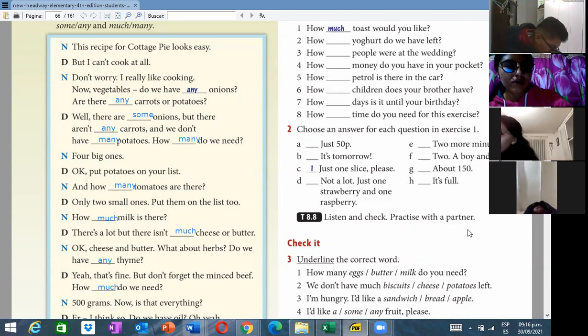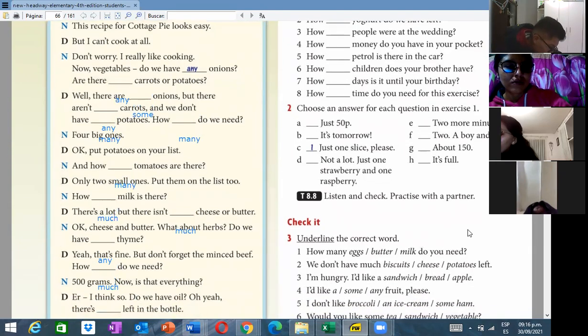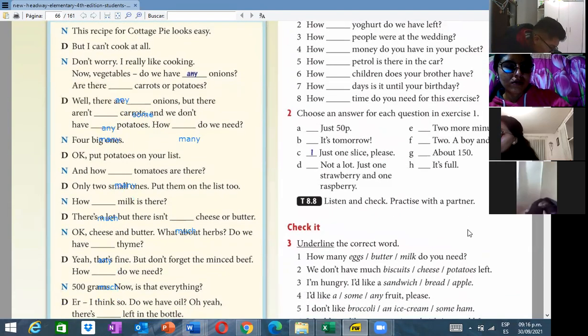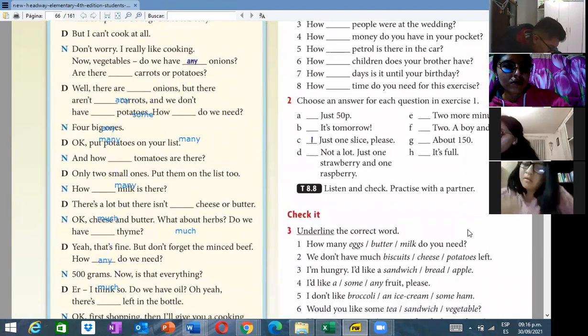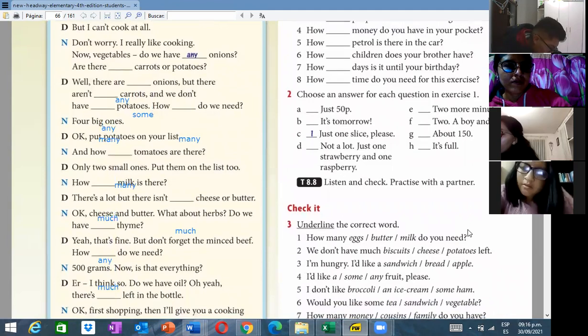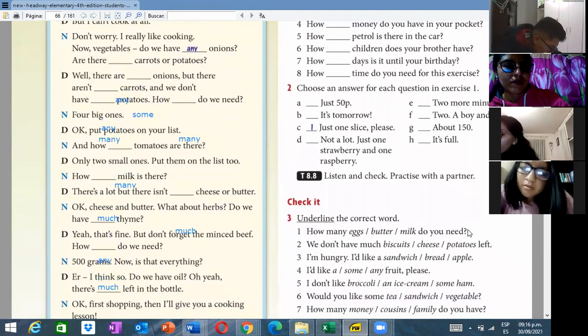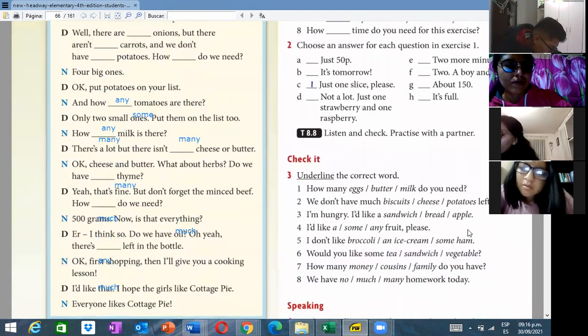I think so. Do we have oil? Oh, yeah. There's some left in the bottle. Okay, first shopping, then I'll give you a cooking lesson. Oh, I'd like that. I hope the girls like cottage pie. Everyone likes cottage pie.